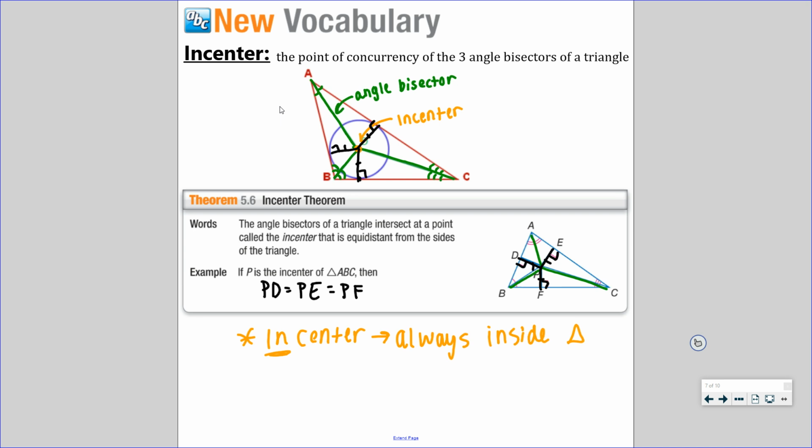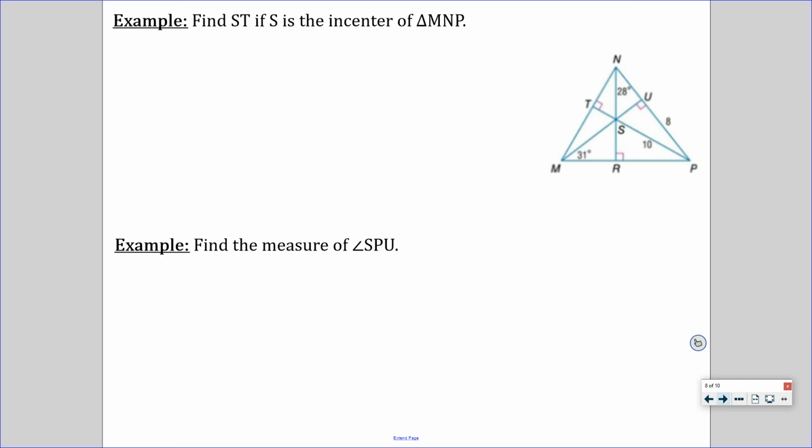Again, this is not a perpendicular bisector. You can clearly see that doesn't bisect BC. It's different. So this one says, find ST if S is the incenter of triangle MNP. Incenter meaning the intersection of all the angle bisectors. So these lines drawn from the angles, that's drawn in right now, those are bisecting those angles. That's all the information I know from them just telling me it's the incenter.